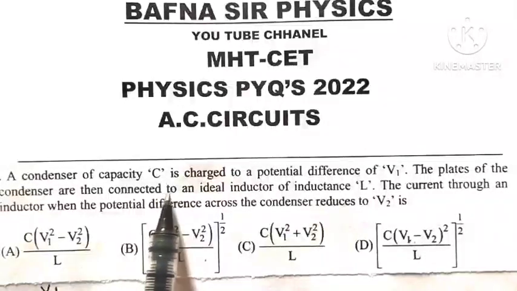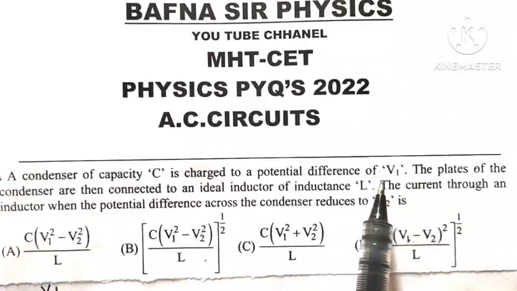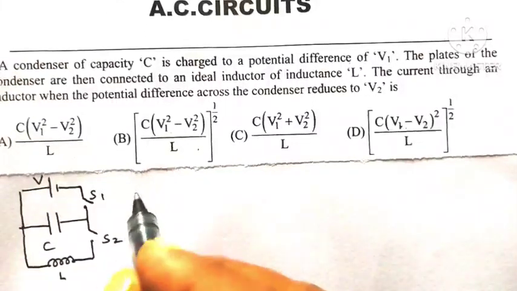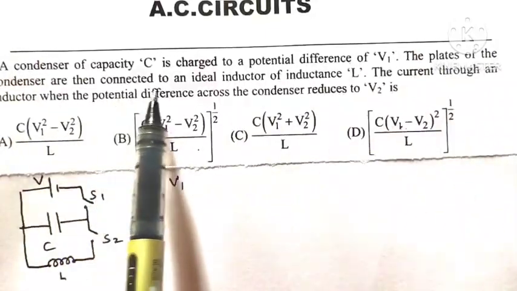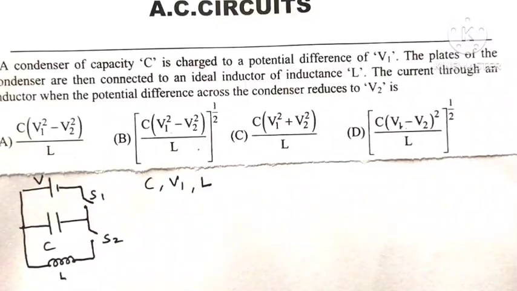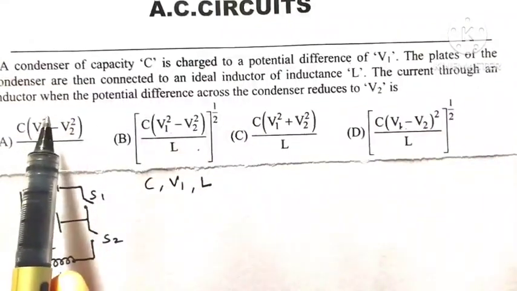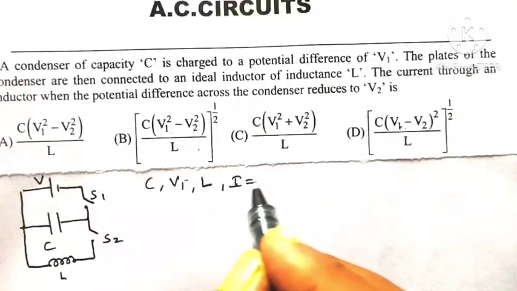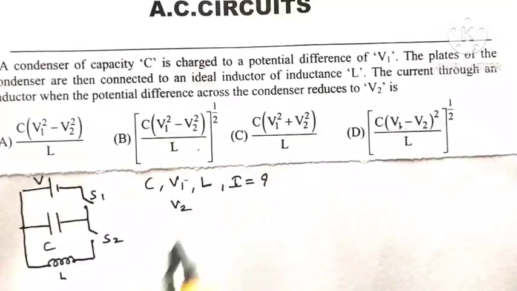A condenser of capacity C is charged to a potential difference of V1. The plates of the condenser are then connected to an ideal inductor of inductance L. The current through the inductor, when the potential difference across the condenser reduces to V2, is what?